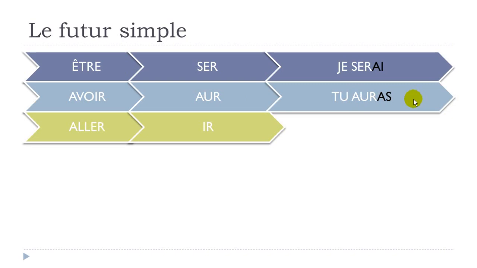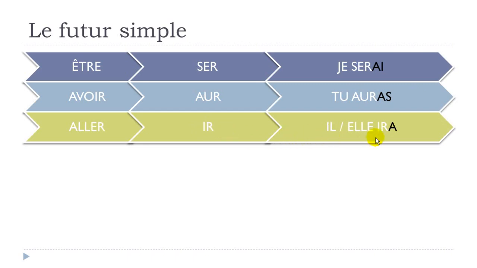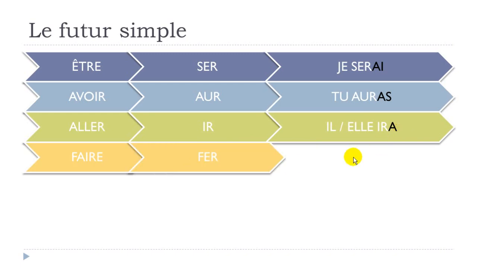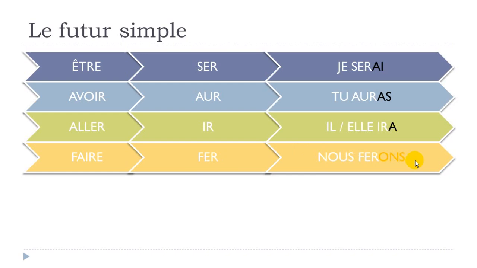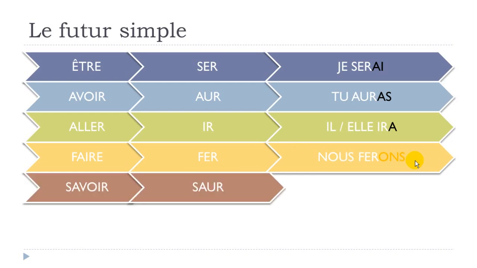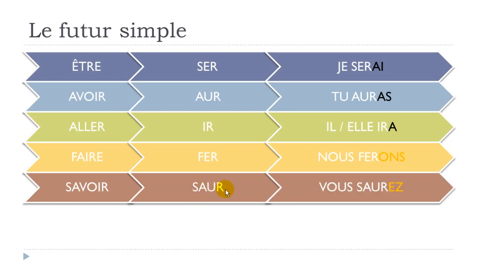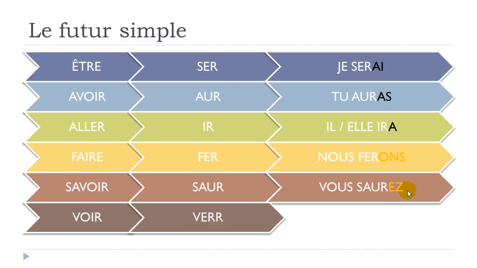Aller will become ir. Il ira, elle ira. Faire will become fer, f-e-r. So you will get nous ferons. Savoir will become saur, s-a-u-r. Vous saurez. Voir will become verr.